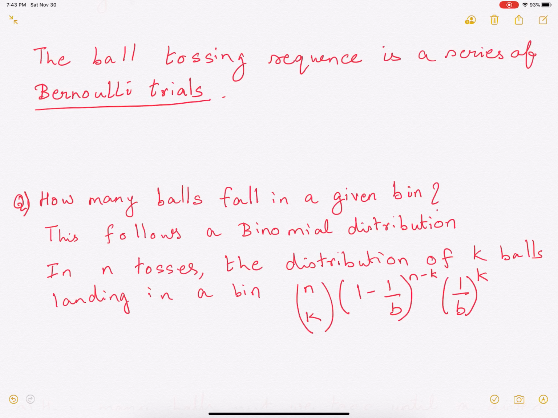Okay, so (1/b)^k and (1 - 1/b)^(n-k). And we can choose any of these k balls that you're tossing out of the n balls that you're tossing, and therefore we have n choose k. So this follows a binomial distribution. So you see, this balls and bins problem, we can pose this question, and the answer to this question is the binomial distribution that we've studied in the earlier video.